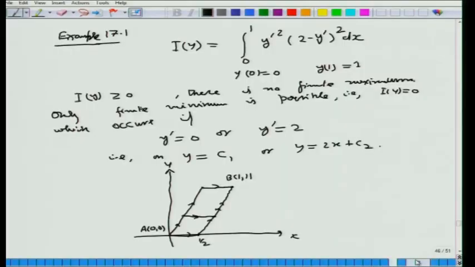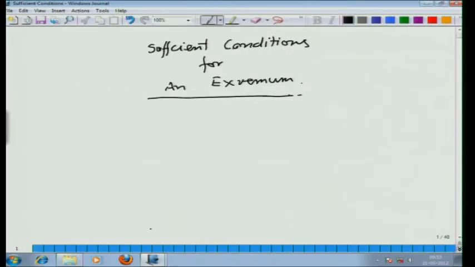So on that extremal it is a candidate for optimizing the functional, but whether it minimizes or maximizes is to be checked, like we check it in the case of functions, using higher order derivatives, and check whether the double derivative is positive, then we have a minimum. If the second derivative is negative, then we have a maximum. Like that we will recall that. So we will now consider sufficient conditions for an extremum.